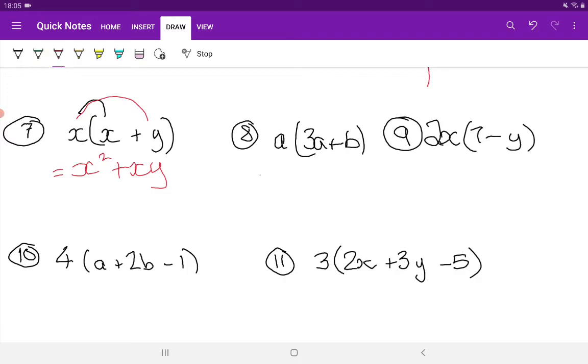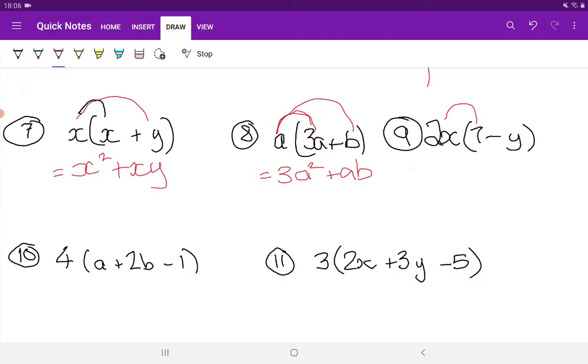For the next one, same idea. We've got a times 3a. Well, we can just put the 3 down, and then a times a is a squared. And then a times b, remember we just write as ab, like that. The last one, a wee bit more complicated. 2x times 7.